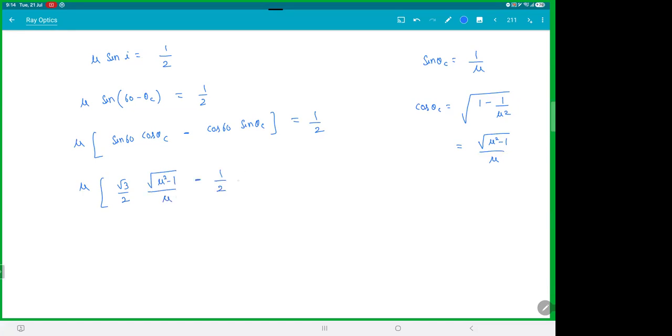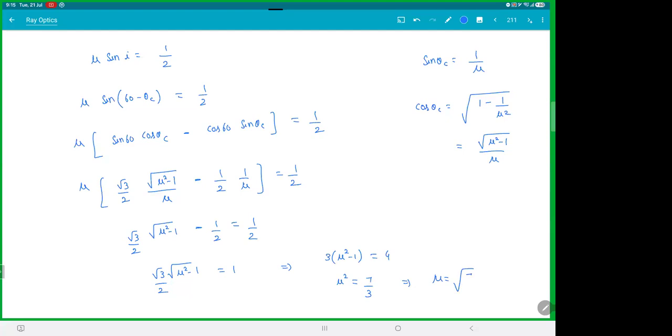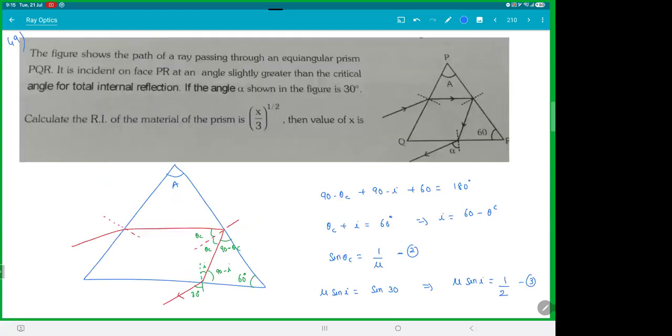Cos 60 is half. Sine theta critical is 1 by mu, is equal to half. Multiply mu inside, you get root 3 root over mu square minus 1, minus half is equal to half. So root 3 root mu square minus 1 by 2 is equal to 1. Square on both sides. So 3 into mu square minus 1 is equal to 4. So mu square is equal to 7 by 3. Mu is root 7 by 3. He is asking mu is root of x by 3, x is 7.